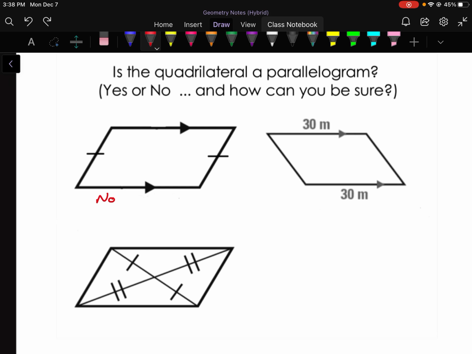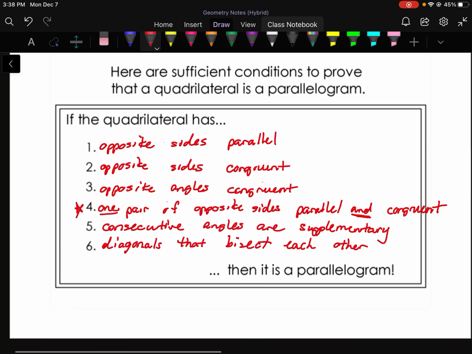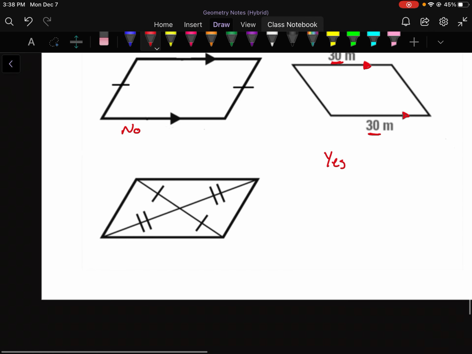How convenient. Here to the right, we can say that yes, because we know that these sides are parallel, and because they're both 30 meters, they're congruent, so that would be number 4 up here. One pair of opposite sides is parallel and congruent. And holy cow, this can't be the last one, but it is. Is this a parallelogram? Yes.